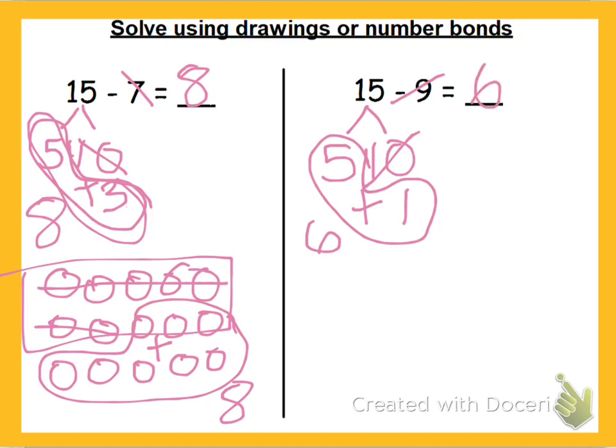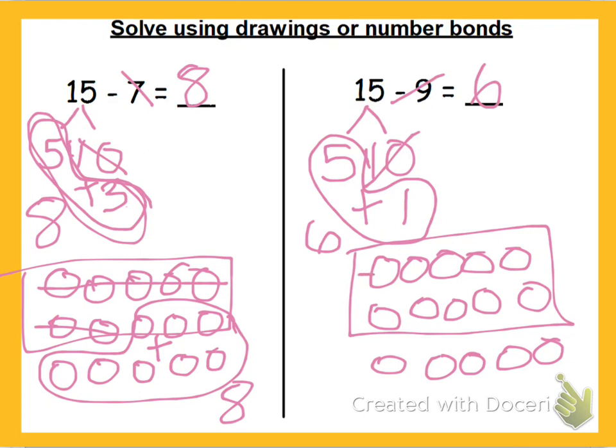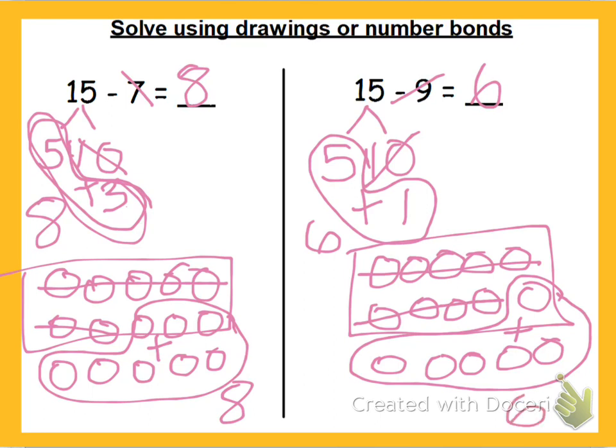But we can also do our drawing. We draw our whole, which is 15. Then, once we draw our whole, we box in 10. We cross out 9 from the 10. And we circle what's left, which is 1 inside the box plus 5 outside the box. So 1 plus 5 equals 6. We got the same thing.